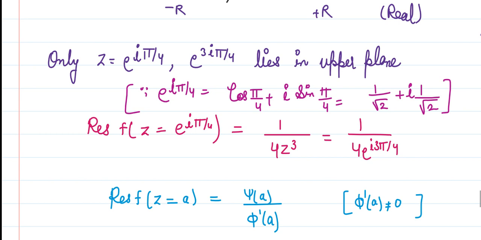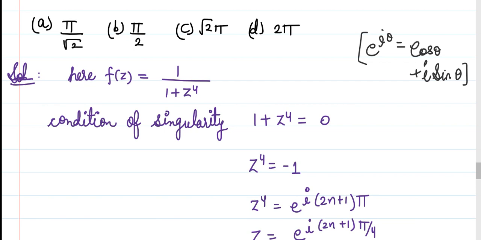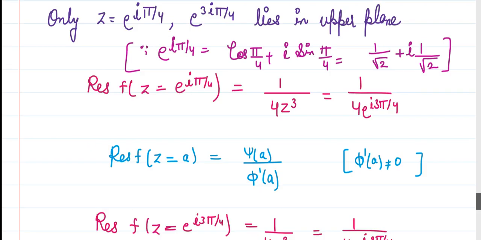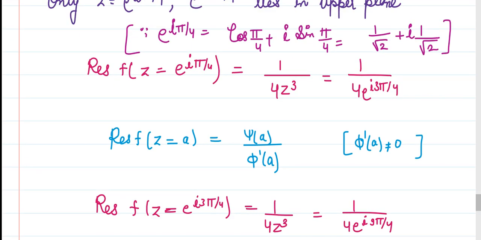So what did we do? We saw that our function is 1 by 1 plus z to the power 4. Here you do not have to differentiate the upper part, which is going to be 1 as it is, and you have to differentiate the lower part. So the differentiation of 1 is 0 and it is going to be 4z cube. So it can be written as 1 by 4z cube, and now you are going to put the value of z equals e to the power iota pi by 4. This is applicable only for simple poles, poles of order 1. There are different methods to find residues for different orders that we will discuss in another video.